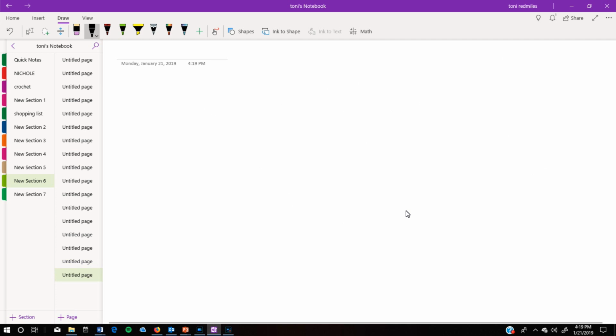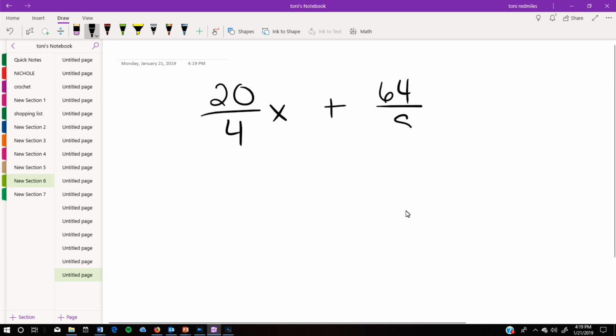Let's try another one with some division in it. Okay, so just like there are different ways I can do multiplication, there are different ways I can do division. I can do division this way, I can do it this way, I can do it with a slash, and I can do it with a fraction bar. A fraction is actually just a fancy division problem.